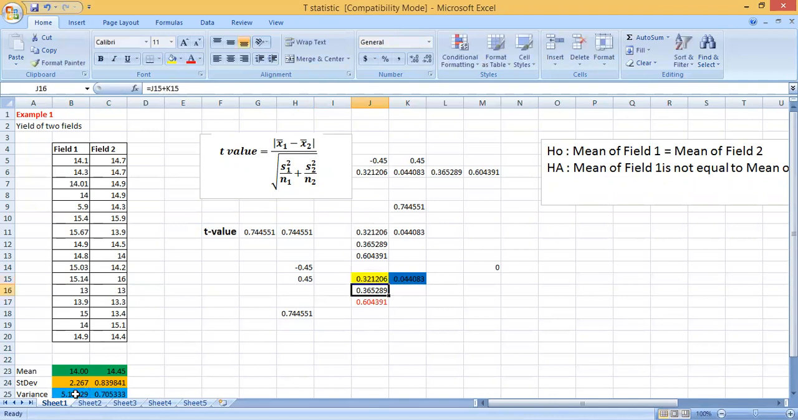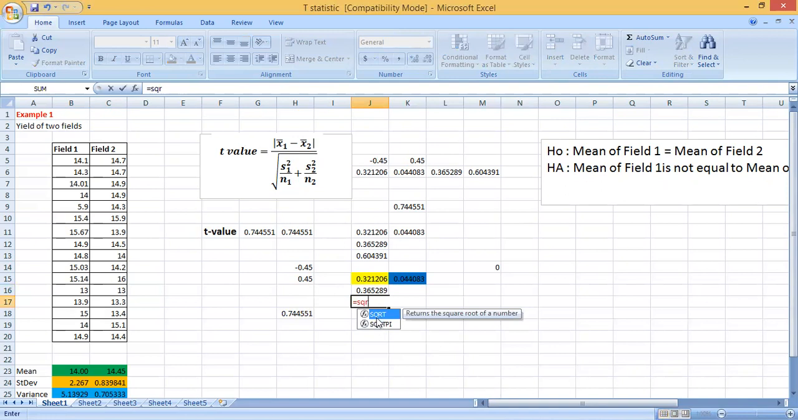Okay, this is the part that equals the variance of field 2 divided by 16. Now we have to sum these two values, this plus this one. Ultimately we have to take the square root of this, and then we get the denominator of the p value.